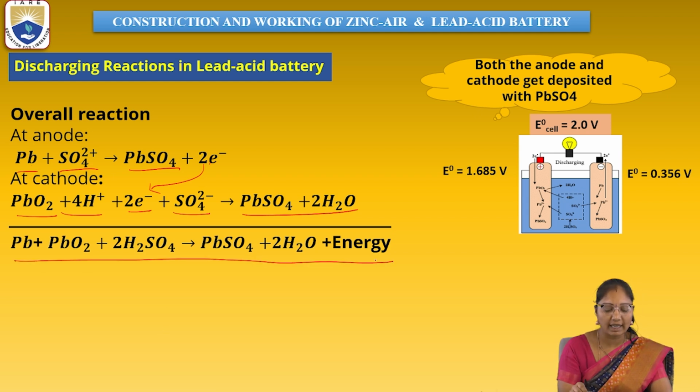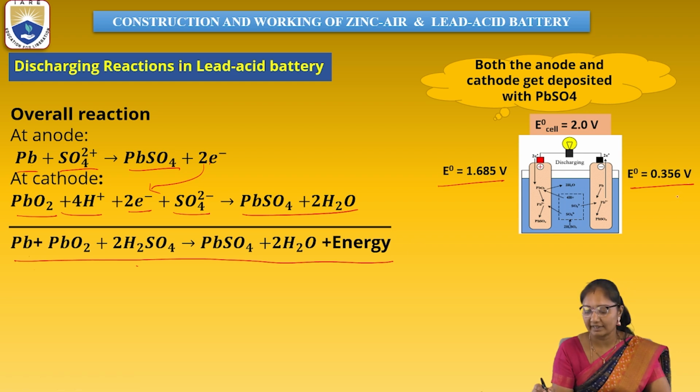Coming to the overall reaction, lead from anode, lead oxide from cathode, and H2SO4 from the electrolyte give lead sulfate plus 2H2O plus energy. Here E naught is 1.685 volts and here E naught is 0.36556 volts. Here lead oxide is converted into lead sulfate. Here lead sponge is converted into lead sulfate.